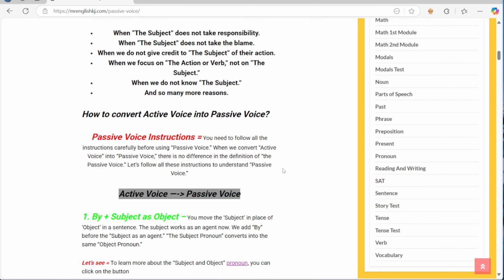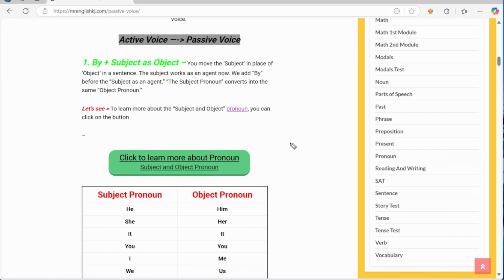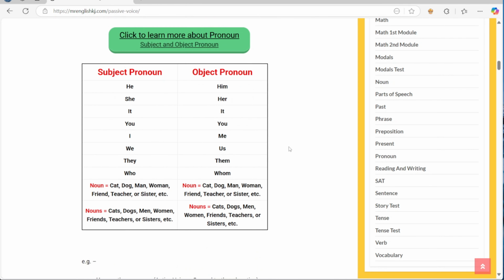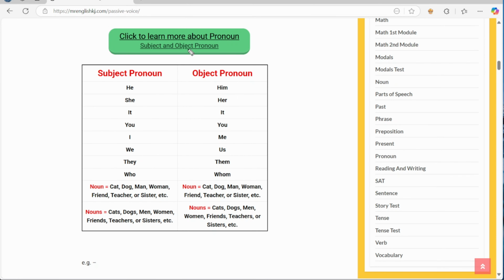Now you know when we use passive. Let's understand how we can use passive. There are a few steps that we follow. The first step is by plus subject as an object. That we have seen already, but let's try to understand. Now, if you know pronoun, it's good. If you don't know, you can click this link and you can learn pronoun here. This is a button, you just click it and you learn pronoun. Subject and object. We know what is subject, we know what is an object. Subject most likely the doer, object most likely receiver. Okay. Sometimes it is a giver also, but most likely you will find it as a receiver.